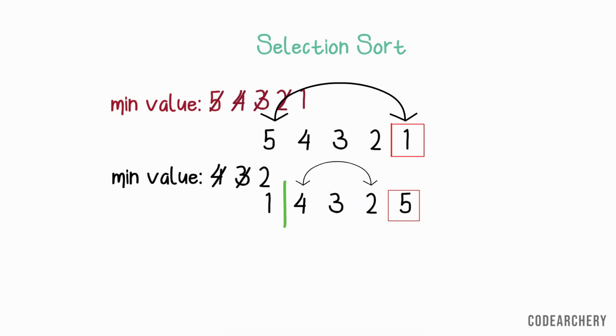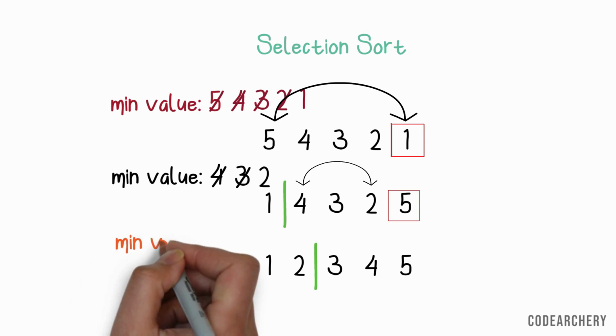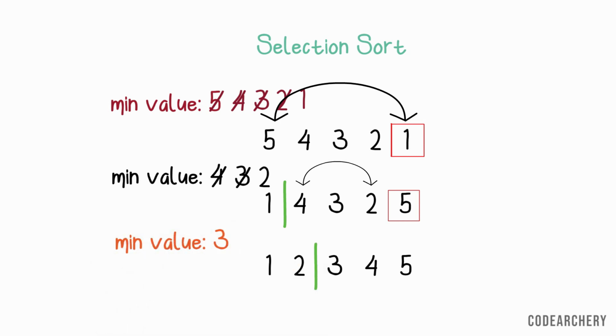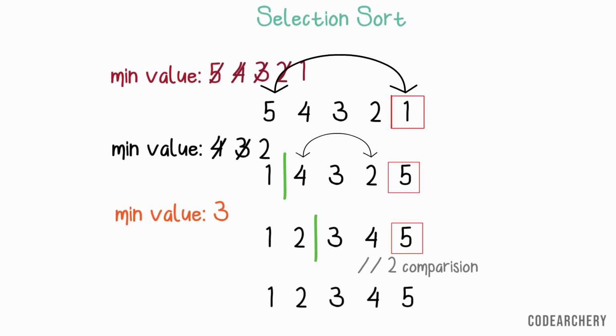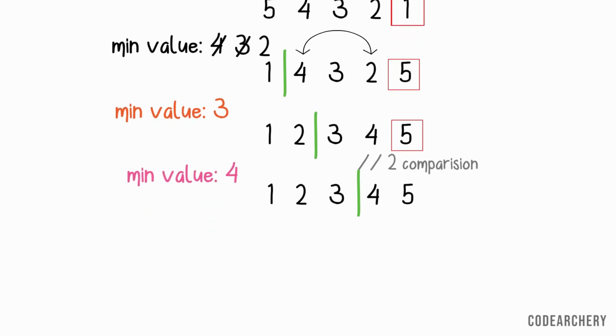Now as you can see, in our third iteration our list is sorted, but still we can't stop because the algorithm will pick the min element and again compare it with the remaining elements. So here we'll perform 2 comparisons. Again, the same repeats for the 4th iteration. It will perform 1 comparison and then finally our loop will end.